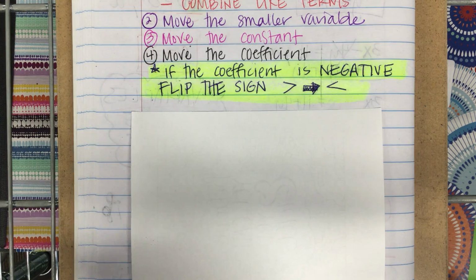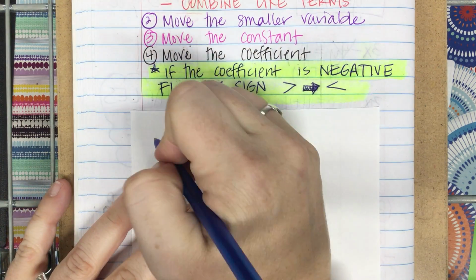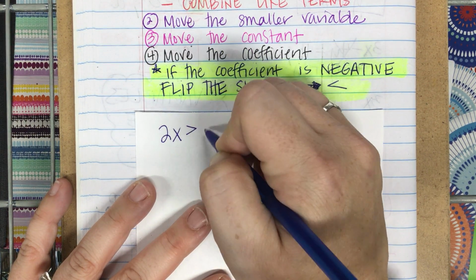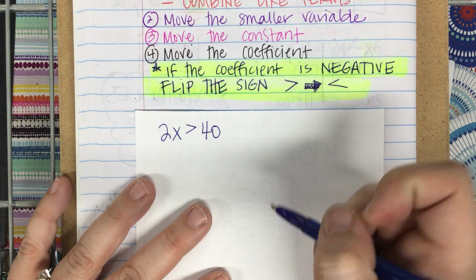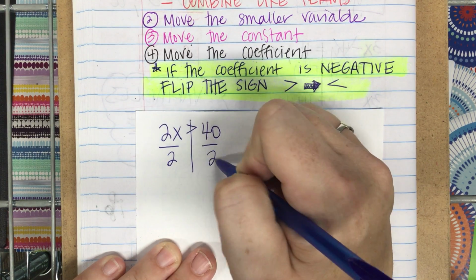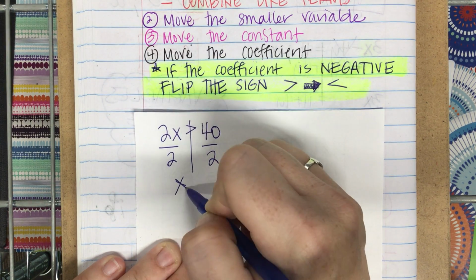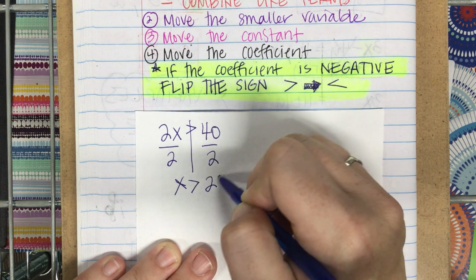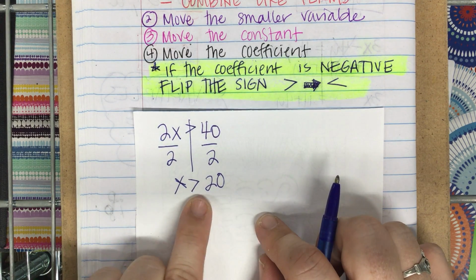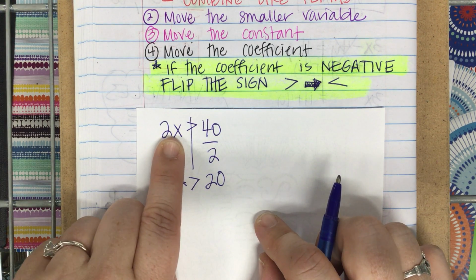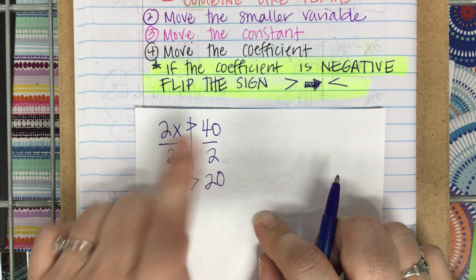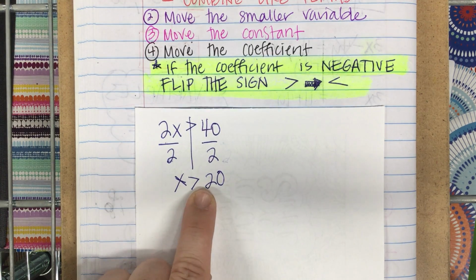So let's do one that's positive real quick. If my coefficient was positive, like 2x is greater than 40, if I divide by 2, what does that tell me? X is greater than 20. Do you agree with that? So that means if I pick a number that's greater than 20 and put it in for X, my solution will be greater than 40, correct? So someone pick a number that's greater than 20.